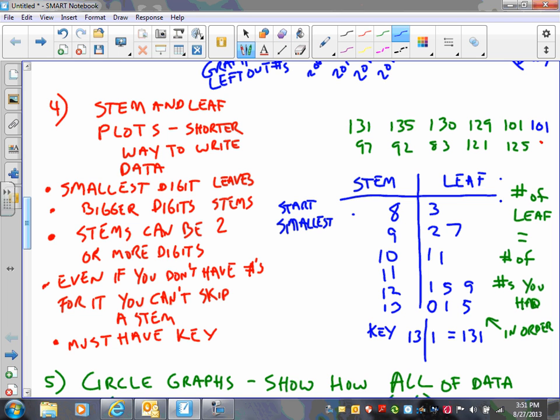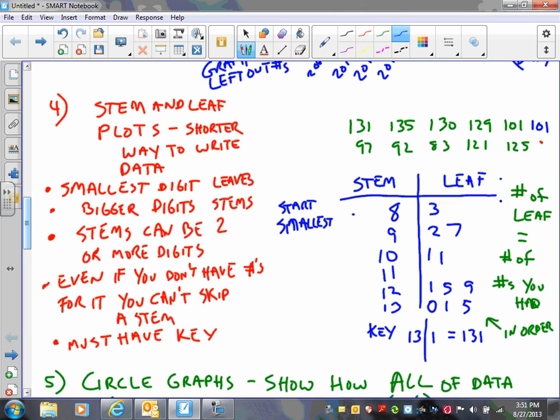You have to have the same amount of leaves as you had original numbers. You've got to have the key down here to tell people how to read it. The leaves start with your lowest number. 0 is lower than 1, then 2, 3, 4, 5. If you don't have them, you skip them on the leaves. You don't skip them on the stems.